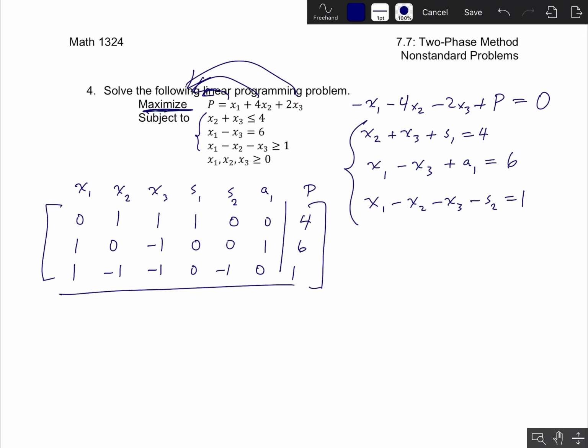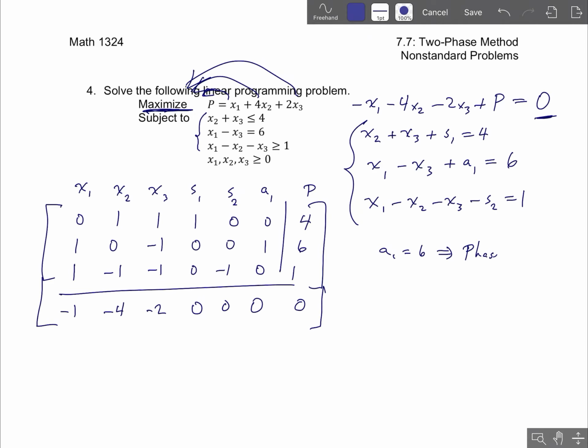And then lastly, we'll write the objective row. So that would be a negative 1, a negative 4, a negative 2, and then zeros. Because remember, we're not recording the coefficient on P, we're recording this number on the right. So this is our initial simplex tableau. And now notice that the value of A1 is equal to 6. So that means we're in phase 1 right now.